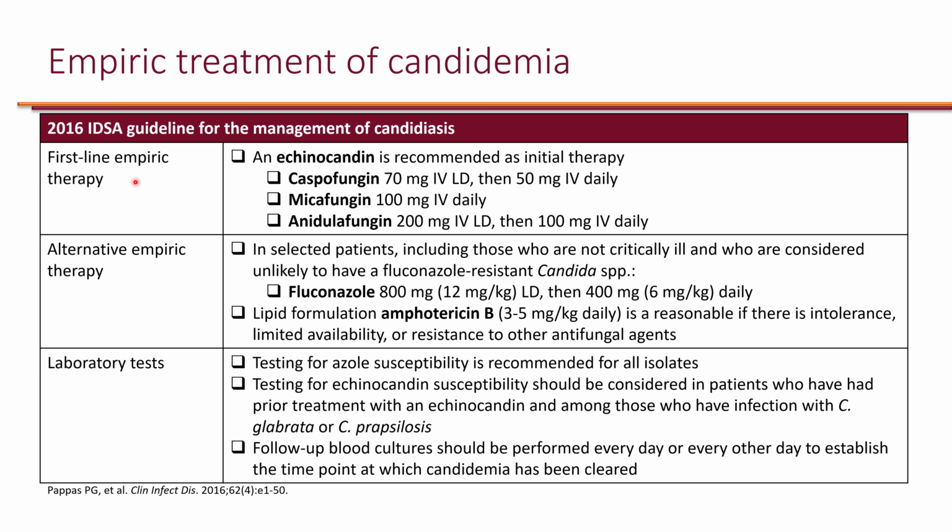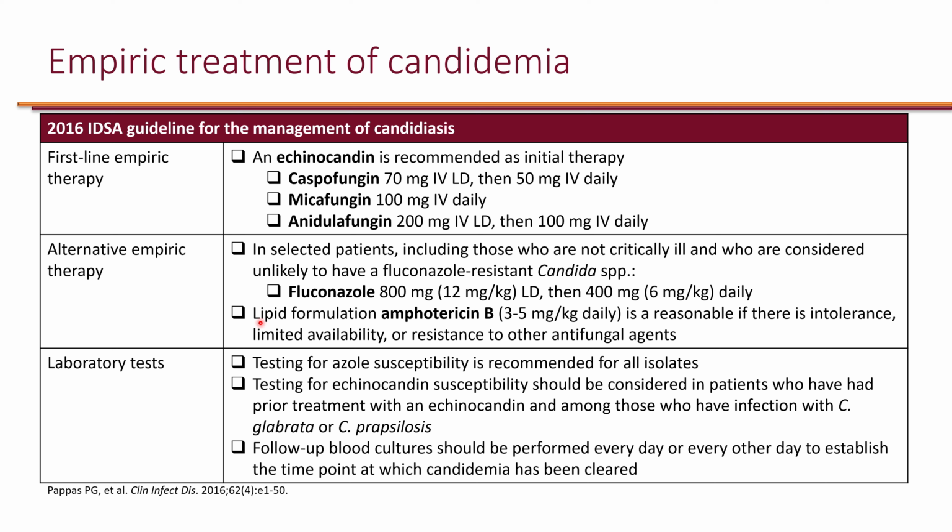So the first line recommendation for empiric treatment of candidemia is an echinocandin. So either caspofungin, micafungin, or anidulafungin. It doesn't matter which one. Typically hospitals have only one of them on formulary, so it's just a matter of which one is on formulary at the hospital. And then as an alternative, in selected patients, including those who are not critically ill and who are considered unlikely to have a fluconazole-resistant infection, fluconazole can be used.